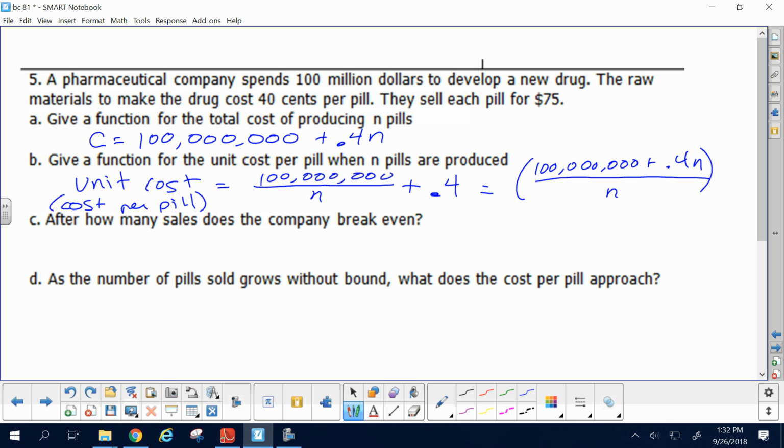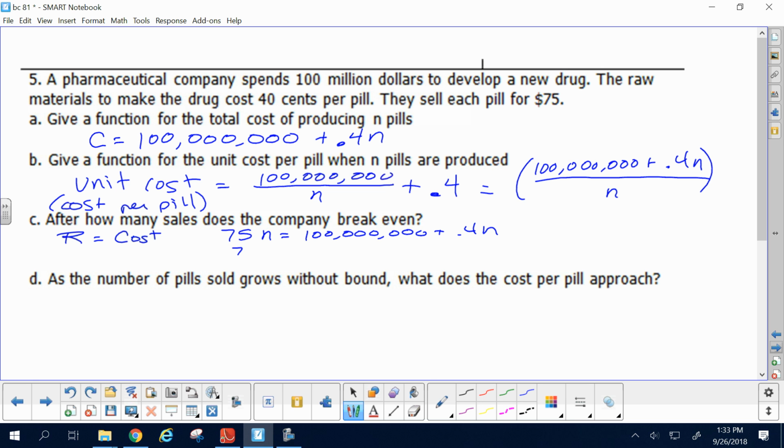Okay, after how many sales does the company break even? You break even when your money going out is equal to the money coming in. What do you call that? Money you take in. Revenue. Okay, revenue equals expenses, in this case, cost, which is NP. True that, all right? We want to know when our revenue equals cost. What's the revenue that you're collecting? The money you're collecting is 75 N. $75 per pill times the number of pills. What's the cost function? Is that talking about unit cost, cost of one, or cost total? Cost total. 100 million plus 0.4 N.